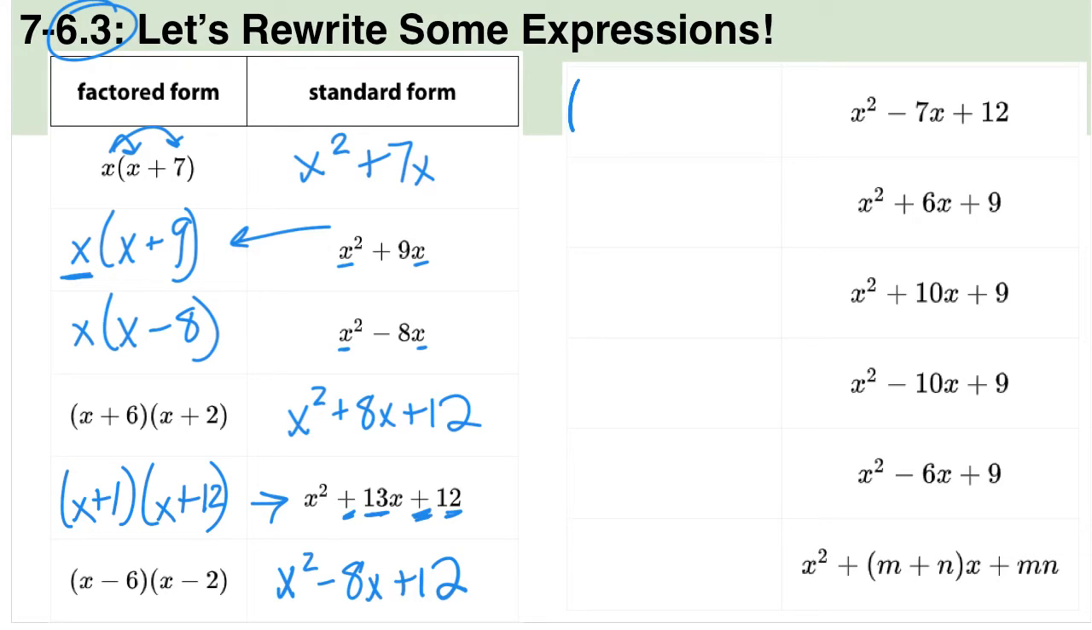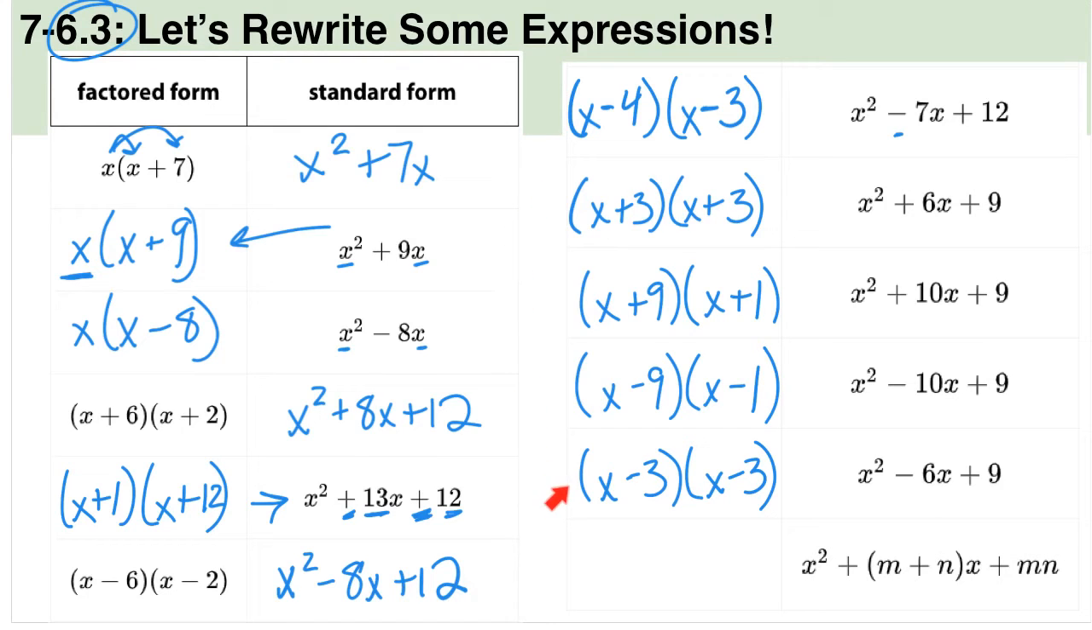On the next one, I would set up my two sets of parentheses. I'm going to put an x in both of them. And I notice that I need my last term to be positive and my middle term to be negative. So I know I need to be subtracting on both of those. And I'm going to subtract 4 and subtract 3. I know that if I multiply negative 4 times negative 3, I'll get positive 12. And if I add negative 4 and negative 3, I get negative 7.